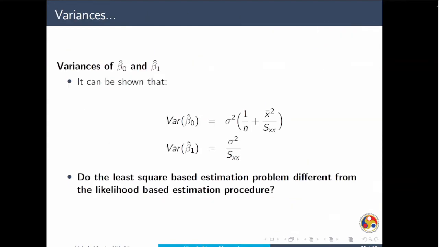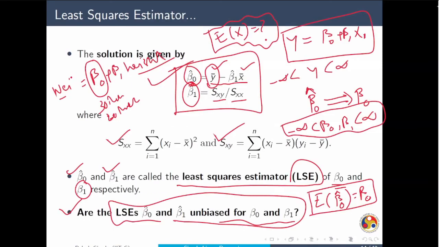Sir, I have one question. We are calculating the parameters by optimizing the ordinary least square errors, right? We are differentiating with respect to beta naught and beta 1. Then why are we getting beta naught hat and beta 1 hat? We are differentiating with respect to beta naught and beta 1, so we should get beta naught and beta 1.